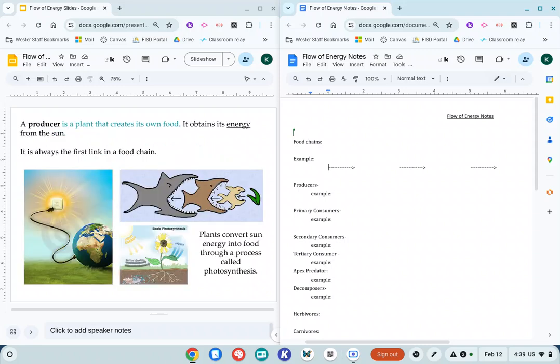All right, moving on. So starting at the very bottom or the first level of the food chain, we've got our producers. So right here, I want you to type the definition that you see on the screen. A producer is a plant that creates its own food. It gets its energy directly from the sun.